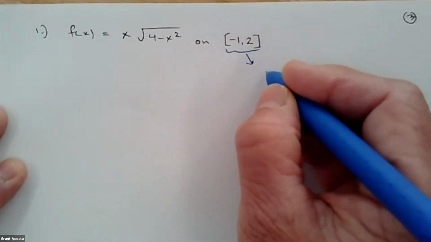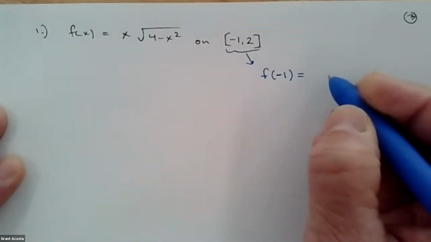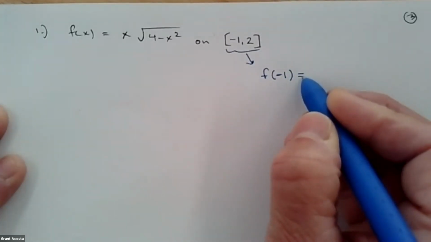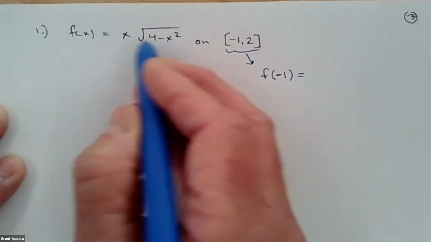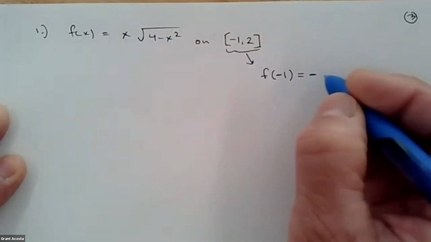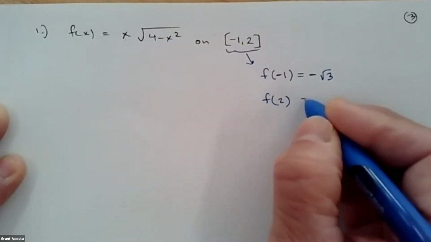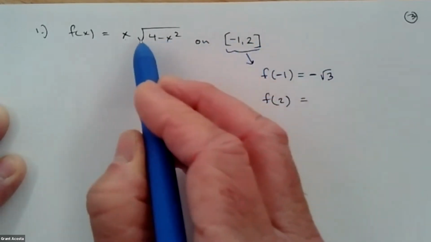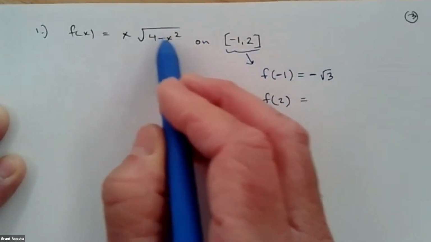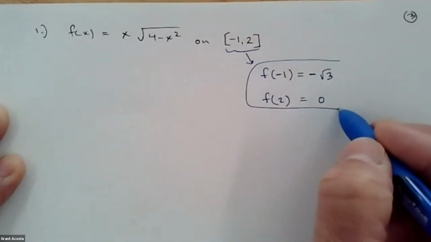But I know already that candidates are my endpoints. So I usually do that first so that I can, first of all, not forget about it. So f of -1, if I plug in -1 there, that's going to be -√3. f of 2, well, if I plug in 2 there, that's going to be 0. So I know f of 2 is 0. So I've got my endpoints.